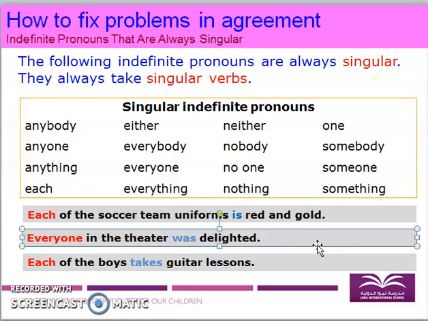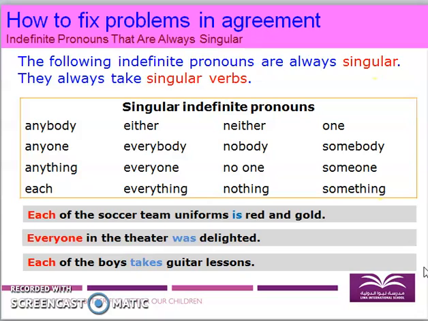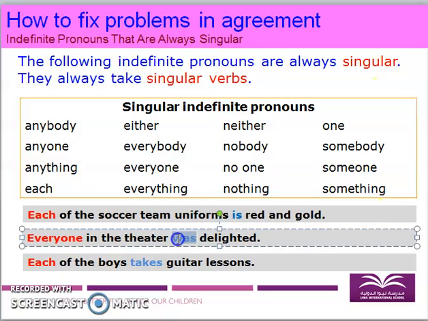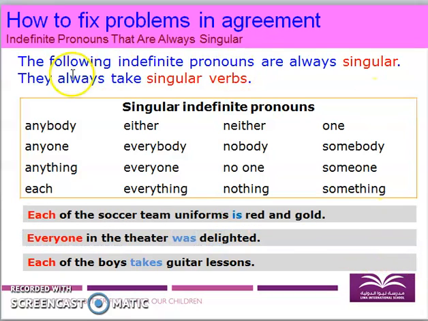Number 2, everyone in the theater was delighted. What is the subject in this sentence? Everyone. Is everyone a singular indefinite pronoun? Yes, it is. So we are going to use was. Was is the singular verb. Was, by the way, is the past tense of is.